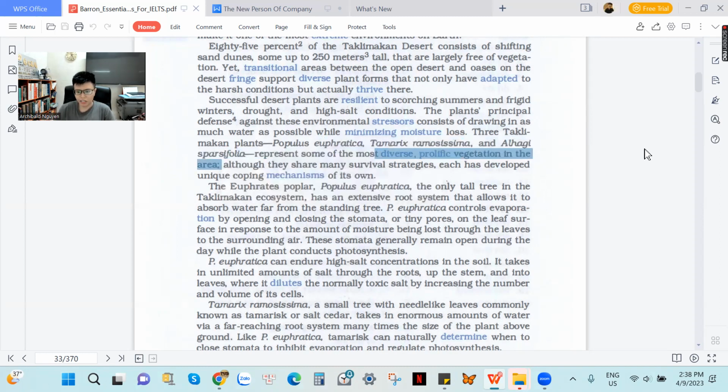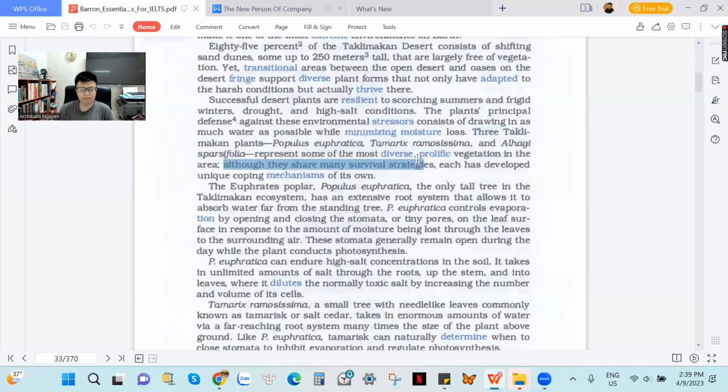Here they want to say that these three Taklimakan plants represent some of the most diverse, prolific vegetation in the area. Here, represent means display. They belong to these groups, and these groups are diverse, these groups are prolific. That is what they want to say.